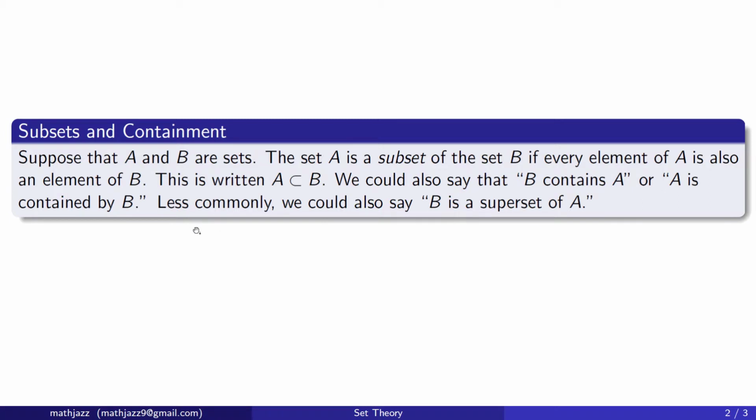So if every element of A is an element of B, then A is a subset of B. B contains A, A is contained by B, and B is a superset of A are all ways of saying the same thing, and this is the notation: A, this sideways U shape, and then B.